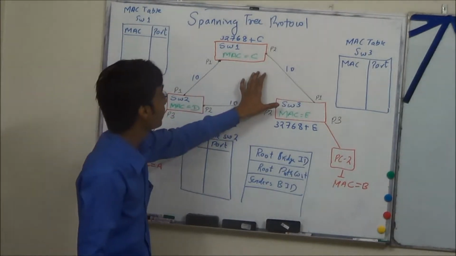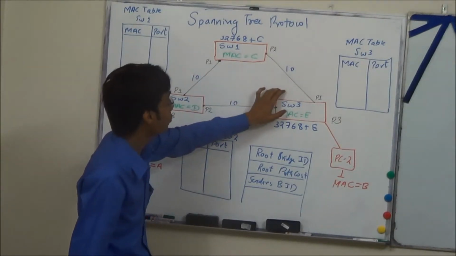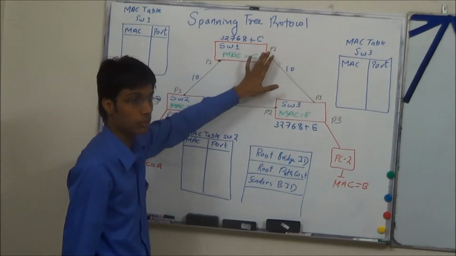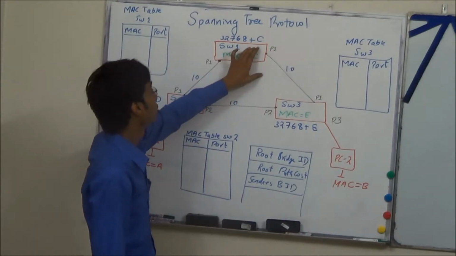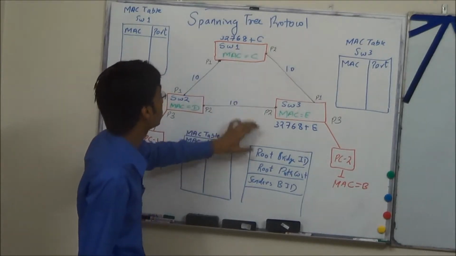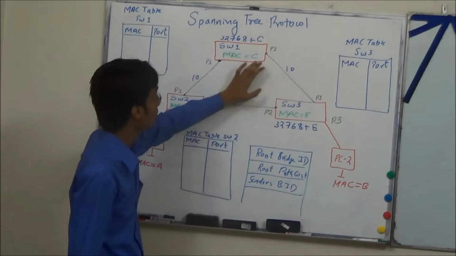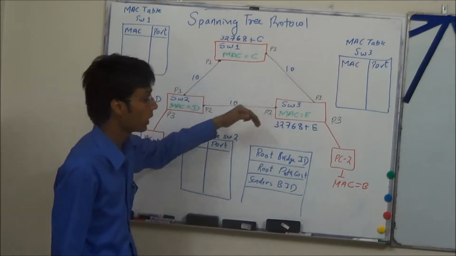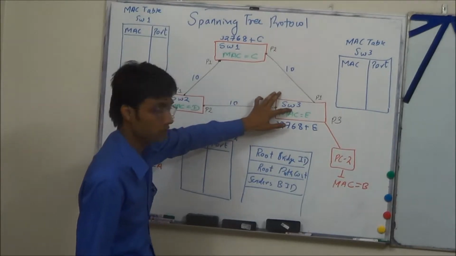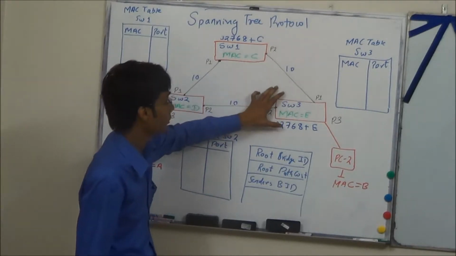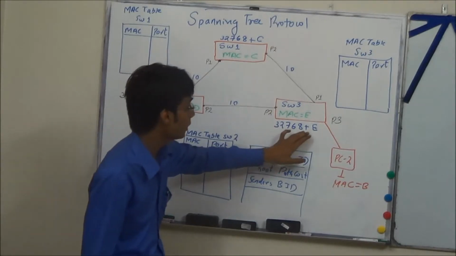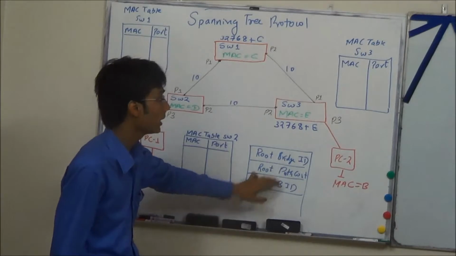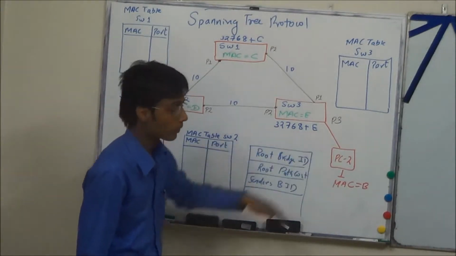Let us consider the same case in this segment between switch 1 and switch 3. We have 2 BPDUs. Switch 1 will send one and will receive one. Switch 1 will first send a BPDU with root bridge ID again 32768 plus C, RPC 0 and sender's bridge ID 32768 plus C. Fine. It will receive a BPDU from switch 3 through port P2. What switch 3 will send is 32768 plus E as its root bridge ID, RPC again 0 and sender's bridge ID as 32768 plus E.